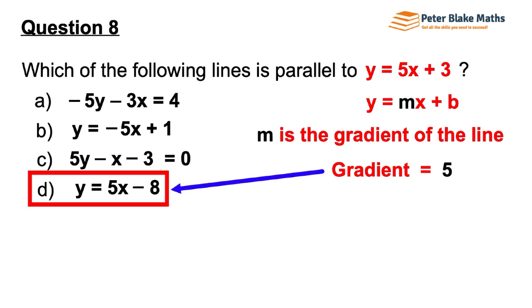Now let's have a look at the options here and see which of these lines have a gradient of 5. And thankfully the last one there is in the same format, and we can find its gradient happens to be 5 straight away. Wouldn't have been an easy question otherwise. We would have had to rearrange some of the other ones to double check. But seeing there's one there that has a gradient of 5, we can highlight that as the correct answer. And correct answer there is D, y equals 5x minus 8.